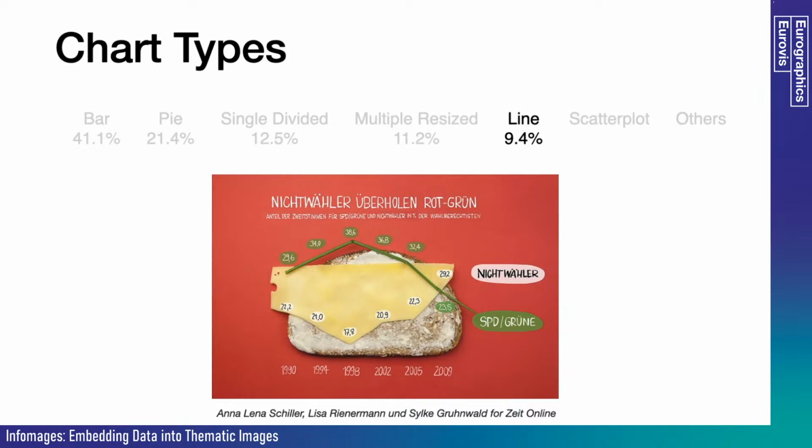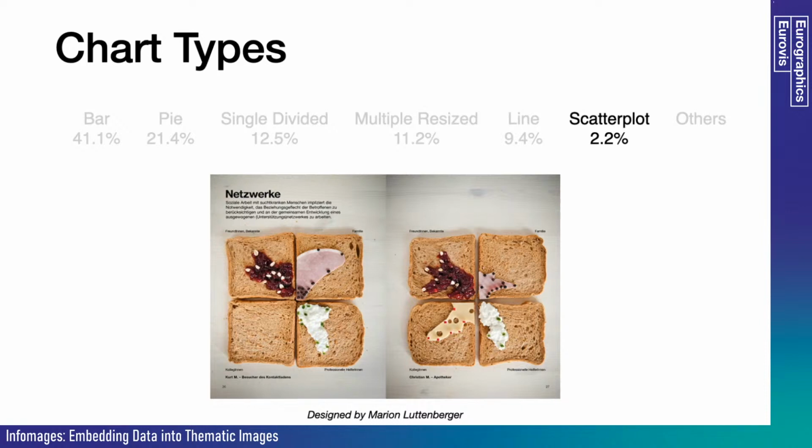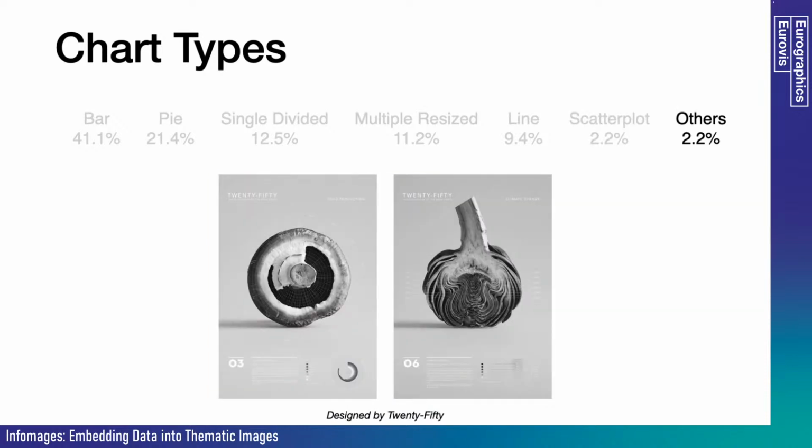And here an image object, like the green straw or edge of the cheese, represents data values over time. We also had a few scatter plots, 2.2% of the graphics to be exact, with various image objects representing points, axes, and areas. Finally, all other visualizations that occurred only once, such as sunburst charts or contour maps, were put into the others category, which covered 2.2% of the graphics.